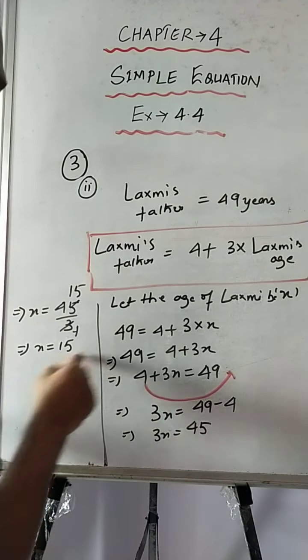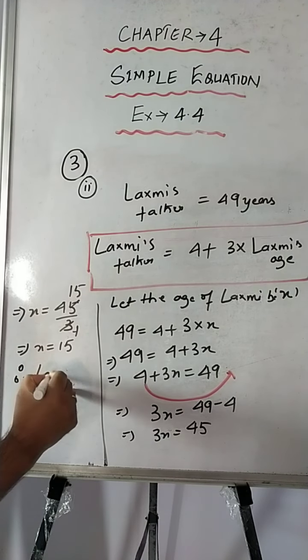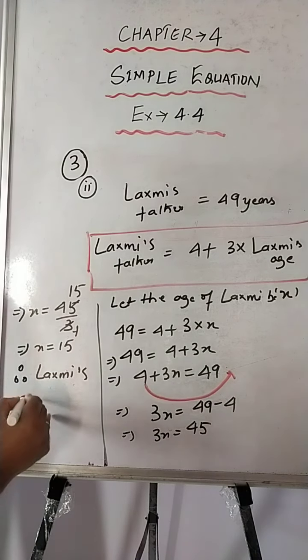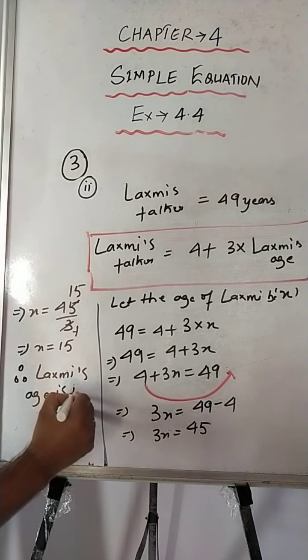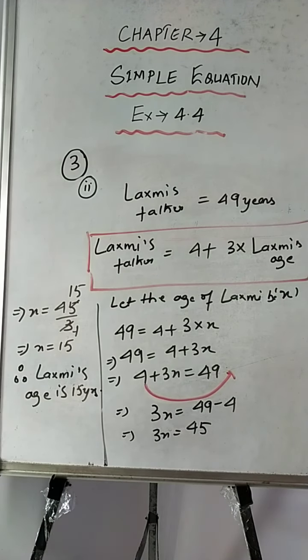So 15 is whose age? Lakshmi's age. So you will write, therefore, Lakshmi's age is 15 years. So this is how we'll conclude sum number 2.